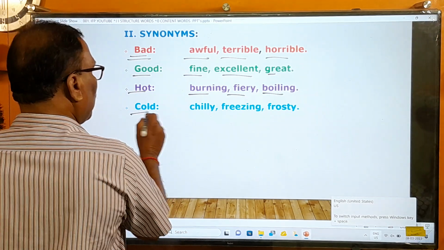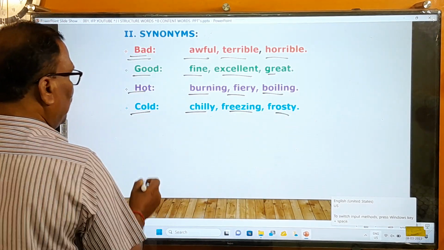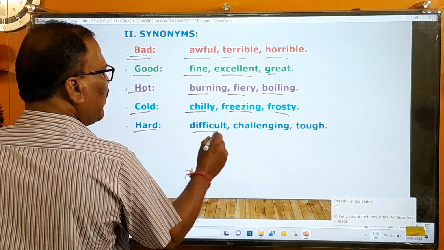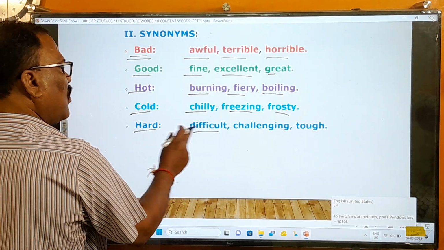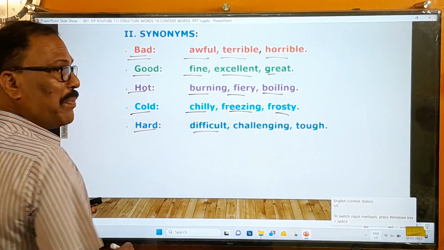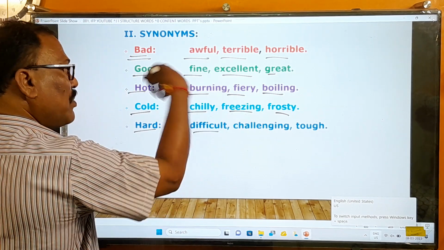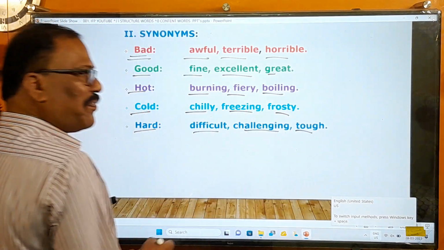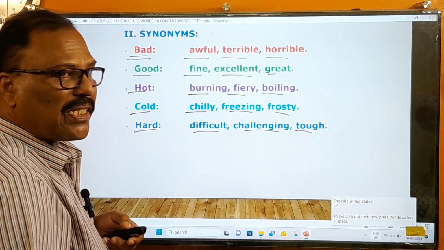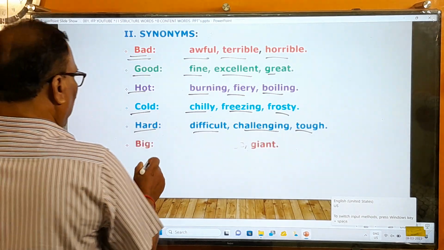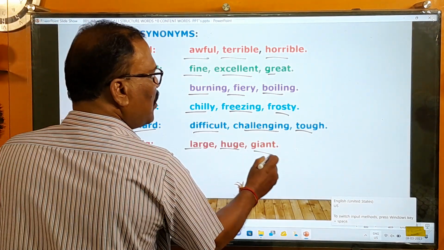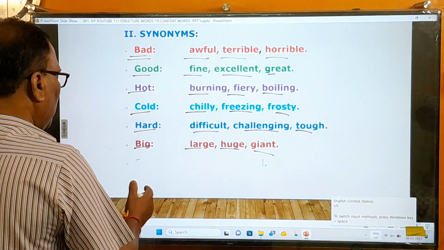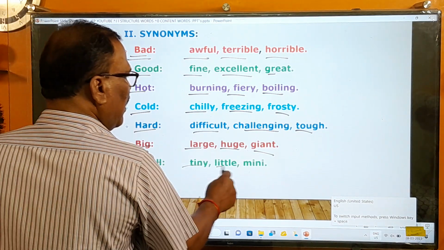Like cold, chilly, freezing, frosty. And similarly, hard, difficult. The question paper is hard. The question paper is difficult. You cannot say the question paper is challenging. No, it is used in some other context. It is tough. The task is tough. Big, large, huge, giant. And small, tiny, little, mini.